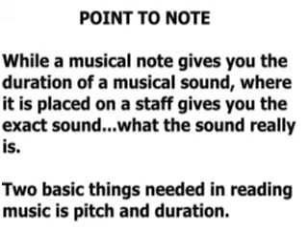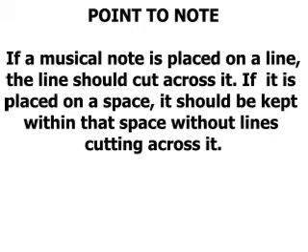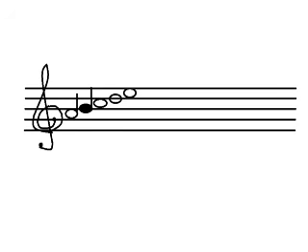So the particular musical note placed on a staff determines the duration of that sound. But where it is placed determines the sound itself. So if it's placed on a line, the line should cut across it, whether it's a semibreve or a minim. The line should cut across the head of the note. The head of the note for a semibreve is that circular part. The head of the note for a minim is the circular part, not necessarily the line joining it at one part of it. That circular part, that oval shape, is where the concentration is.